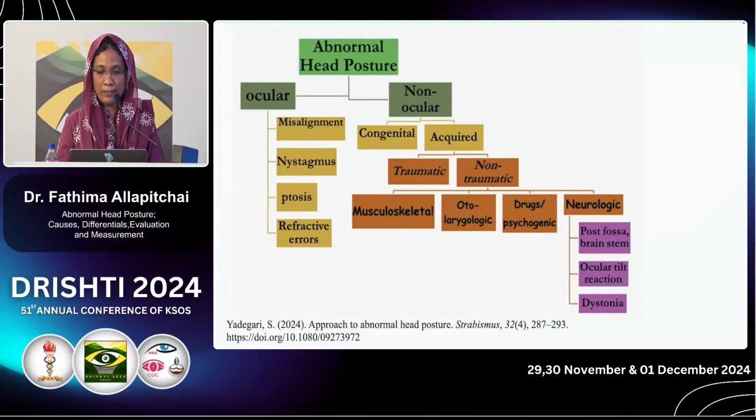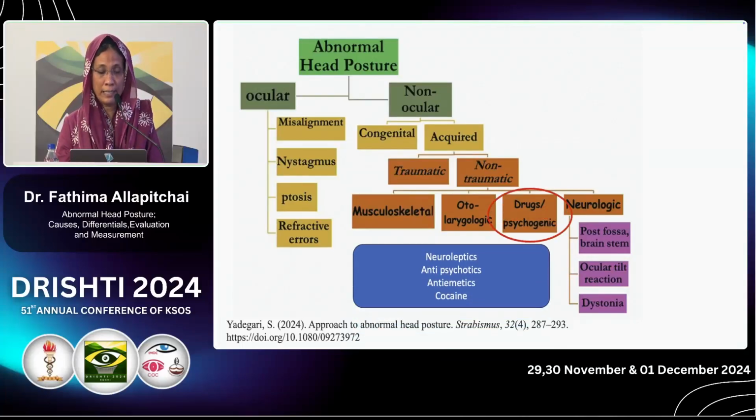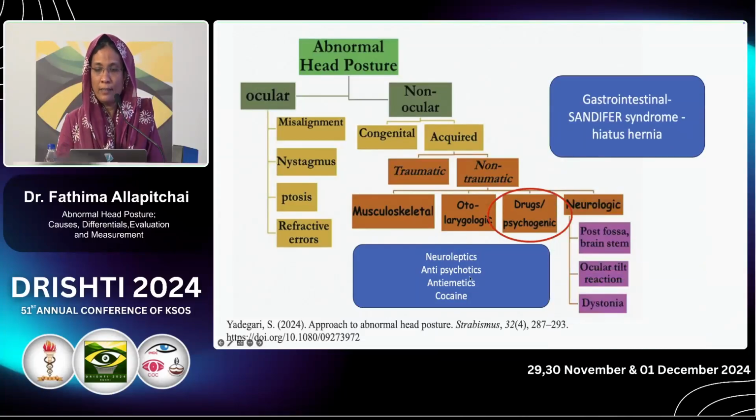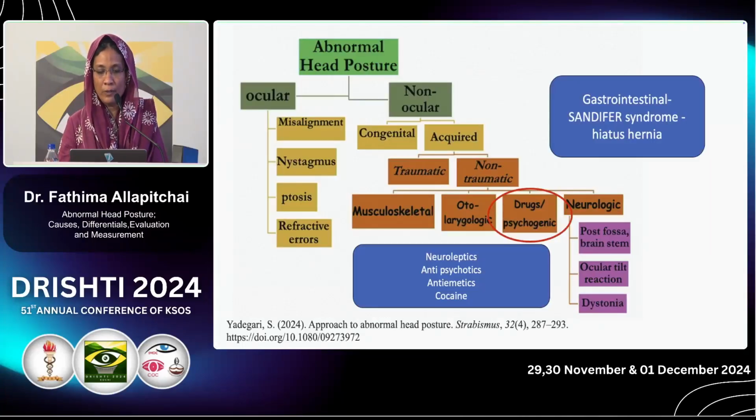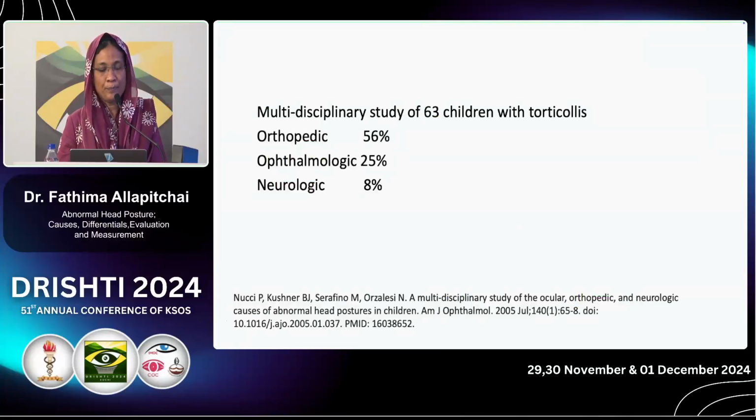So if it is acquired AHP, we should be very careful, and also we have to look for a drug history if the patient is taking any of these. And there are different gastrointestinal causes also, where the child, with hiatus hernia, can adopt a posture to prevent acid reflux. So after ruling out everything, we can go for the psychogenic AHP or even sometimes habitual. So these are based on a multidisciplinary study.